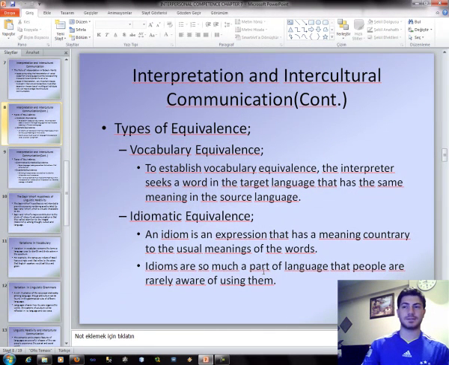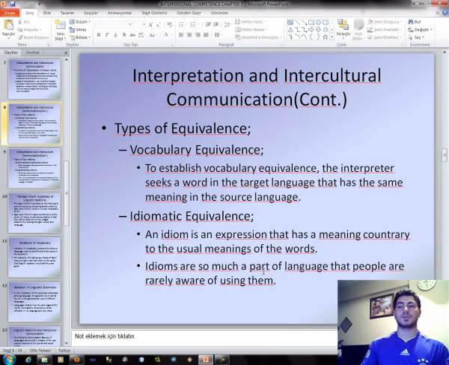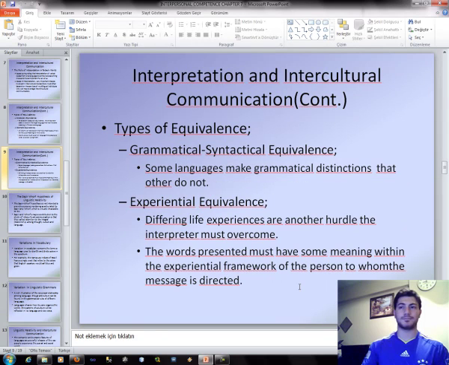Types of equivalence. Vocabulary equivalence. To establish vocabulary equivalence, the interpreter seeks a word in the target language that has the same meaning as in the source language. Idiomatic equivalence. An idiom is an expression that has a meaning contrary to the usual meanings of the words. Idioms are so much a part of language that people are rarely aware of using them. Grammatical syntactical equivalence. Some languages make grammatical distinctions that others do not.